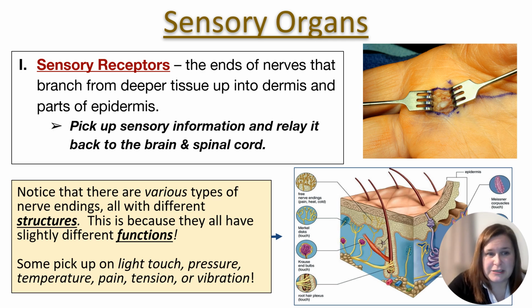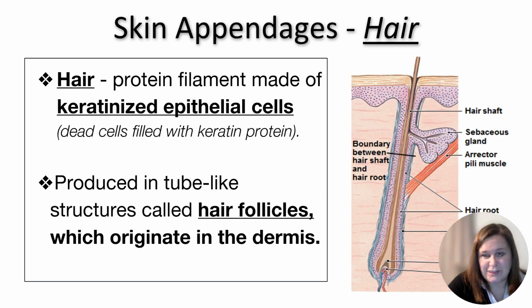Notice over here in this little picture that there are various types of nerve endings, all with different structures. This is because they all have slightly different functions. Some are going to pick up on light touch, some pick up on pressure, some pick up on pain, some pick up on tension, some pick up on vibration. So we will have different sensory receptors that are all going to pick up different kinds of sensory sensations. I think that's really cool.